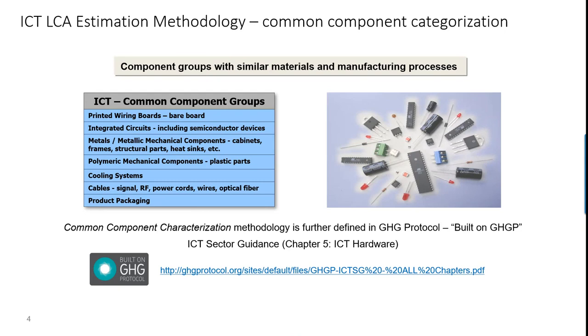You can go to the link at the bottom of the page to see the details written in there. And you see on the left the typical component categories that we have included in the tool, from printed wiring boards and integrated circuits to metal and plastic parts, cooling systems, cables, and product packaging.